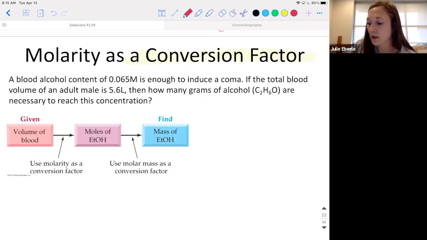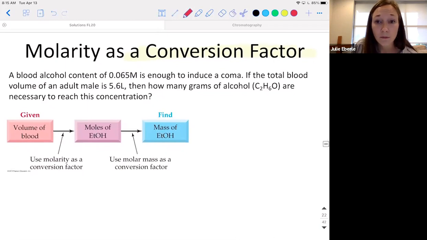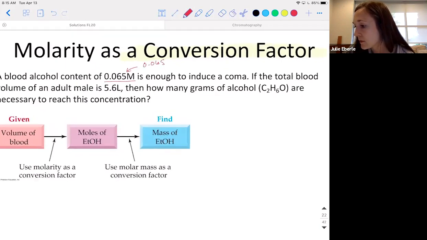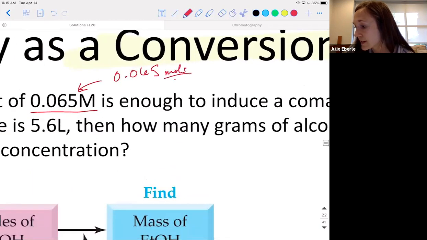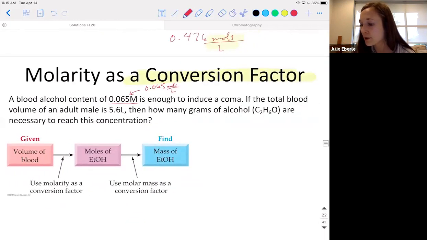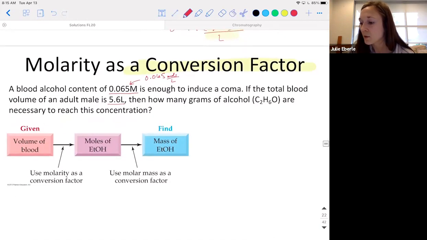This is how I'm going to demonstrate how we would use molarity to convert between moles and volume. A blood alcohol content of 0.065 molar, is how you would say that, is enough to induce a coma. So this is technically 0.065 moles per liter. Okay, that's what molar is, moles per liter. If the total blood volume of an adult male is 5.6 liters, how many grams of alcohol are necessary to reach this concentration? So we're given the volume and we want to know how many grams of alcohol.